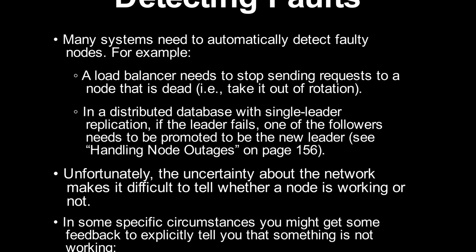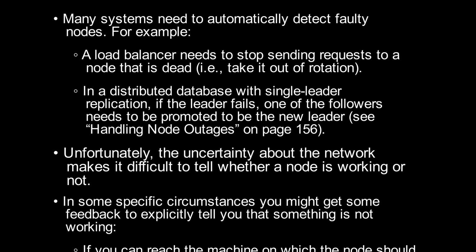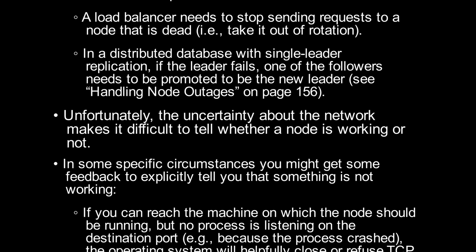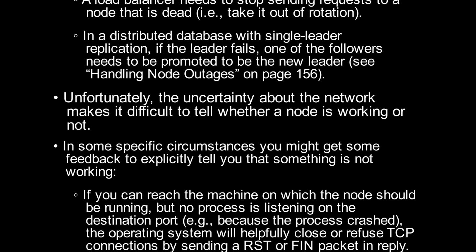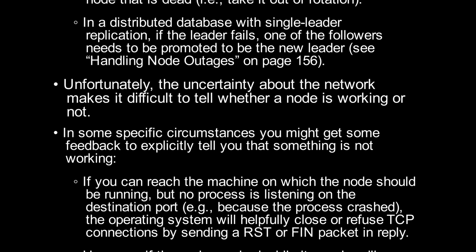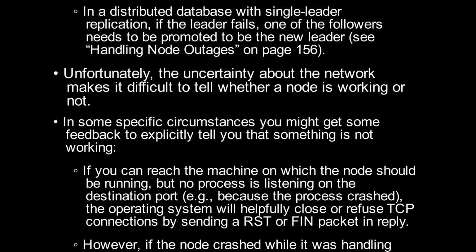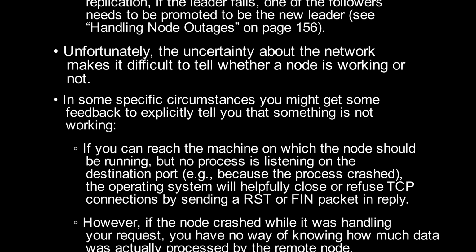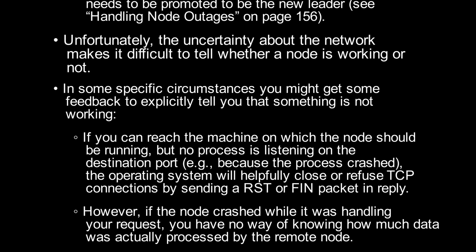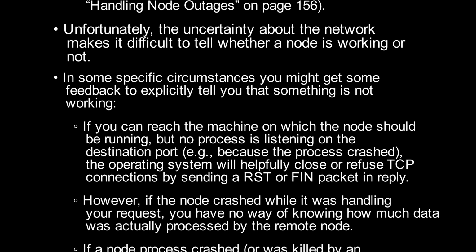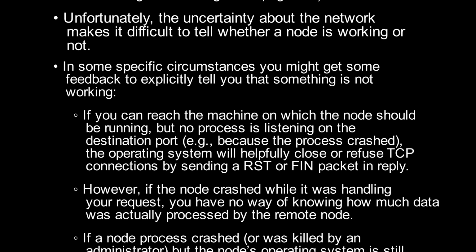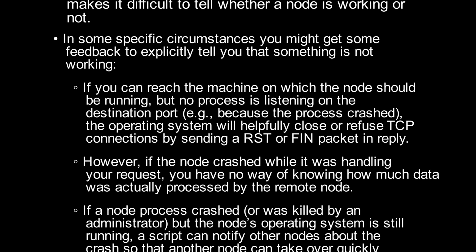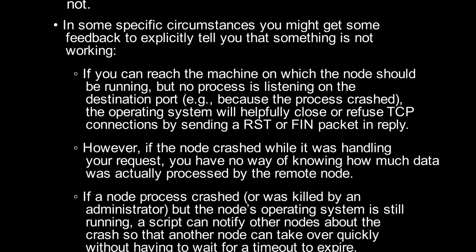Unfortunately, the uncertainty about the network makes it difficult to tell whether a node is working or not. In some specific circumstances, you might get some feedback to explicitly tell you that something is not working. If you can reach the machine on which the node should be running but no process is listening on the destination port, for example because the process crashed, the operating system will helpfully close or refuse TCP connections by sending a RST or FIN packet in reply. However, if the node crashed while it was handling your request, you have no way of knowing how much data was actually processed by the remote node.